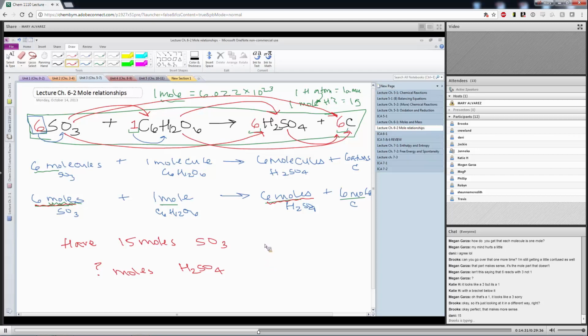Danny says 15. Brooke says the same thing. You guys are exactly right. If 6 moles of SO3 makes 6 moles of H2SO4, then it's perfectly logical to assume that 15 moles of SO3 is going to make 15 moles of H2SO4. Now, let's put that in dimensional analysis style because it's not always going to be as clear as that, okay? Dimensional analysis style is going to say, let's see, we're starting with 15 moles of SO3.